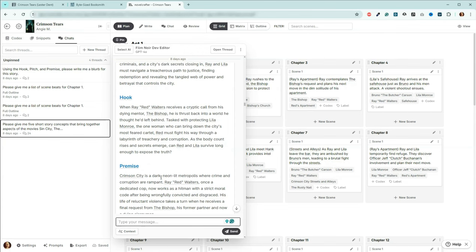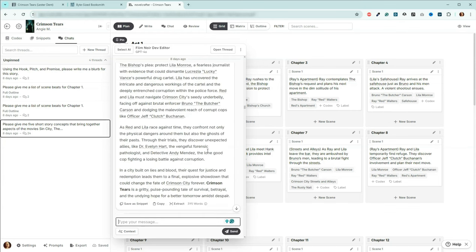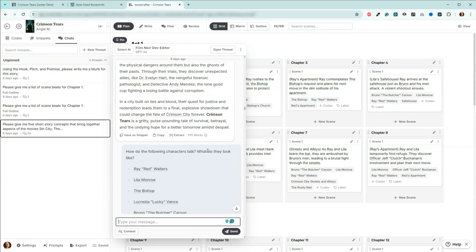And while I keep the pitch, hook, and premise in my codex, I didn't use these versions. I asked for a revised one a little bit later, after we got a little bit more information, and those are the ones I'm actually going to be using inside of the codex. Let's go down here. It's just telling you about the story.